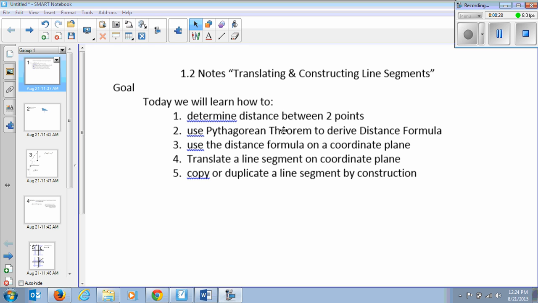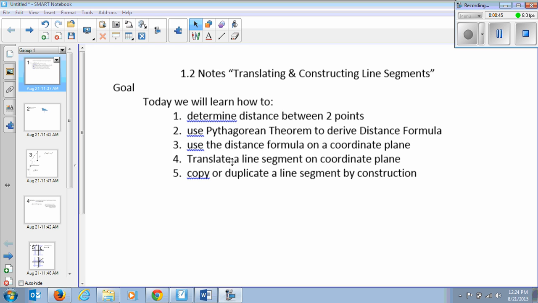Today we're going to be using the Pythagorean theorem. We're also going to be using the distance formula. Both of these are going to pretty much give us the same thing, but typically you see the distance formula used when there's a line segment in a coordinate plane, and the Pythagorean theorem is only really used when you have right triangles.